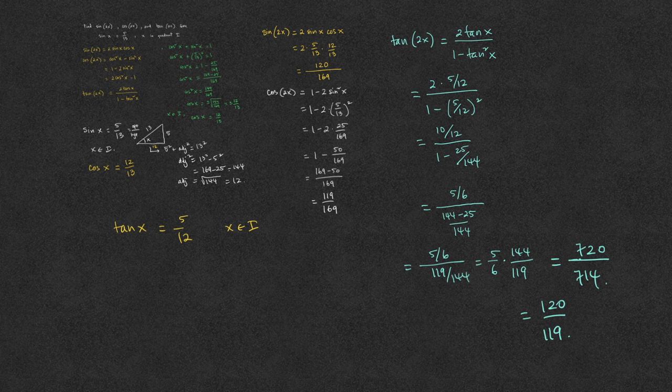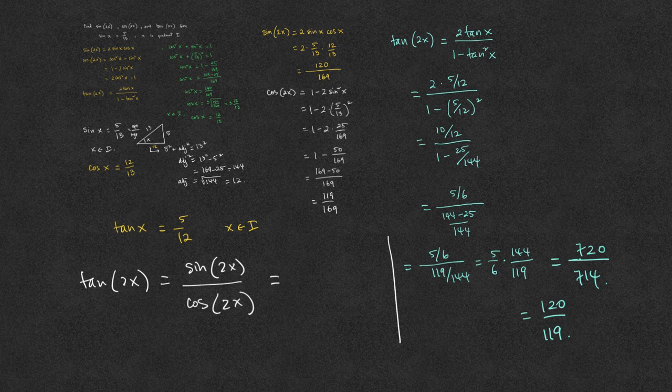Now, we didn't really have to do that for tangent of 2x, because remember that tangent of 2x is sine of 2x over cosine of 2x, and we already found those. Sine of 2x we found earlier was 120 over 169, and cosine of 2x was 119 over 169. Simplifying this, tangent of 2x is 120 over 119, and we could have been done with the problem.